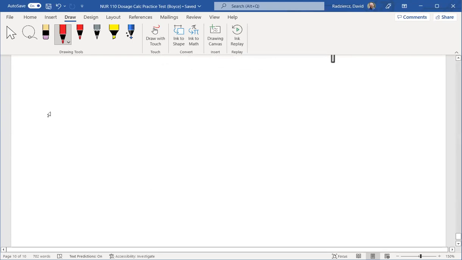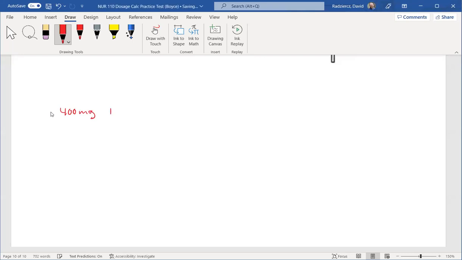All right, so what's the order again? The order is 400 milligrams BID of Biaxin. Okay. And then is there a label? Yeah, the label says 125 milligrams per 5 milliliters. Okay. So, and then you were asking how they want it in milligrams or milliliters?